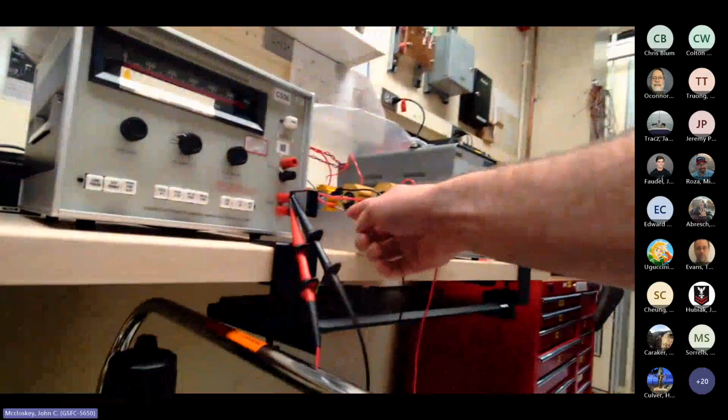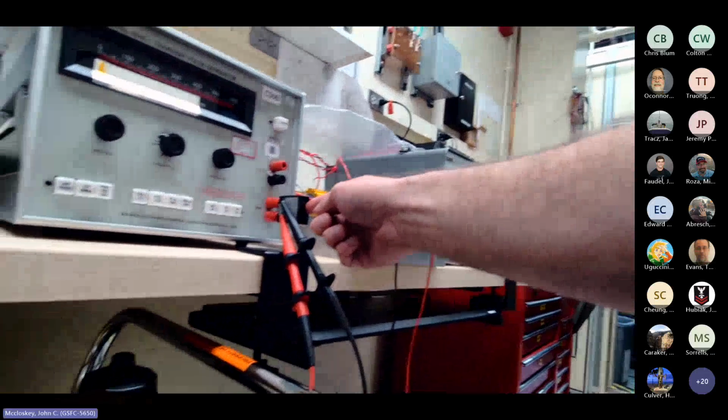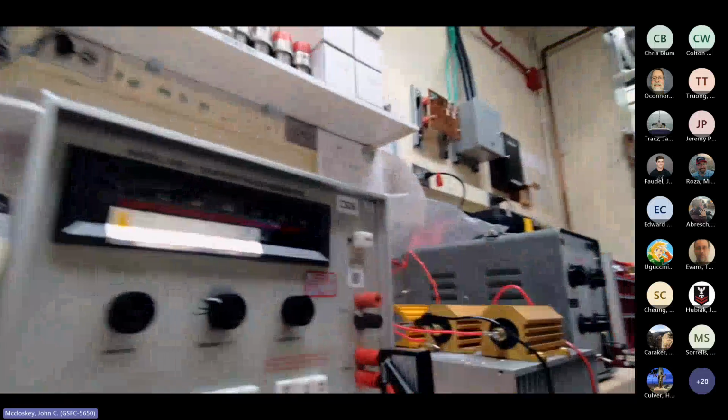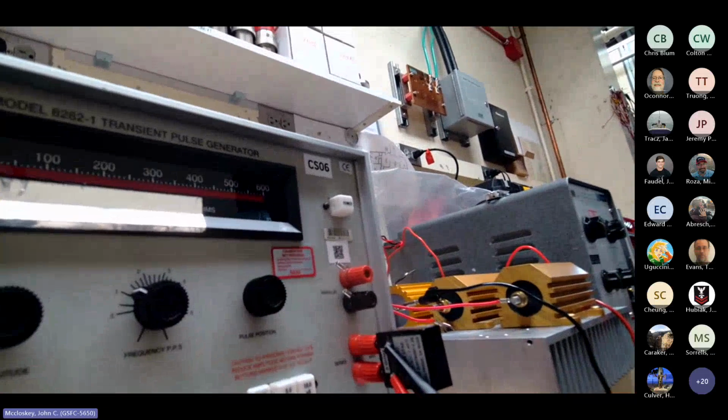So that's about as good as you can get, right? It's still not ideal, and you also want it to be a non-inductive resistor. It does say that on there. I should have pointed that out.